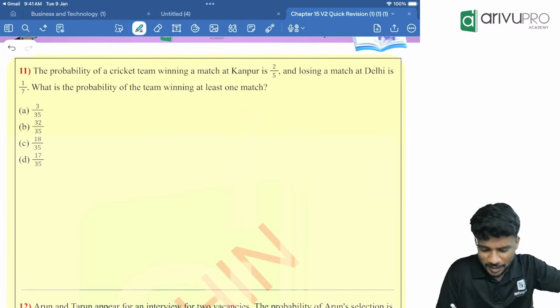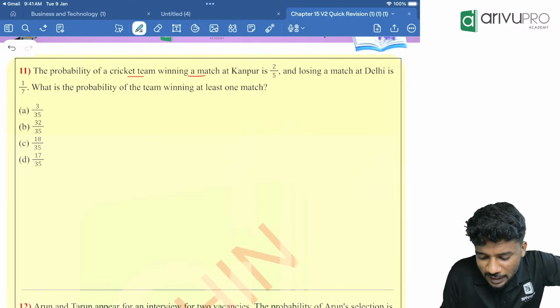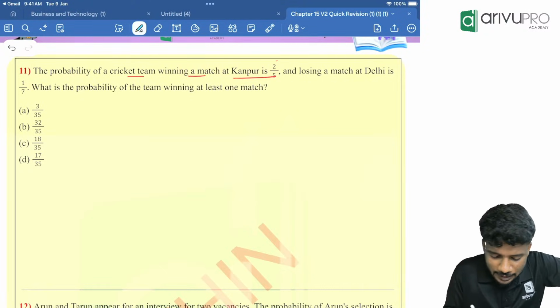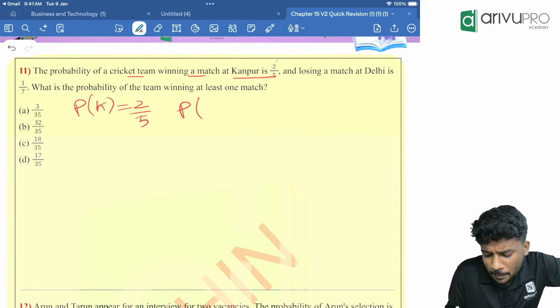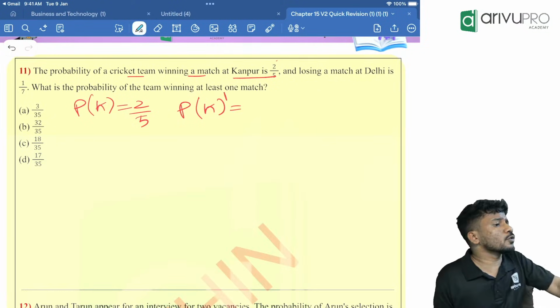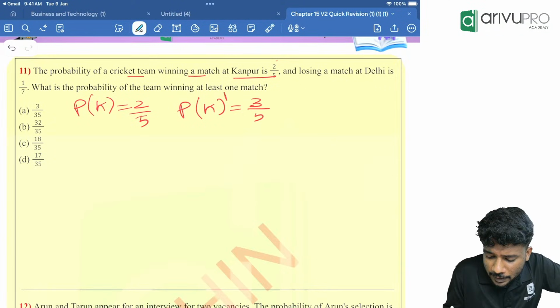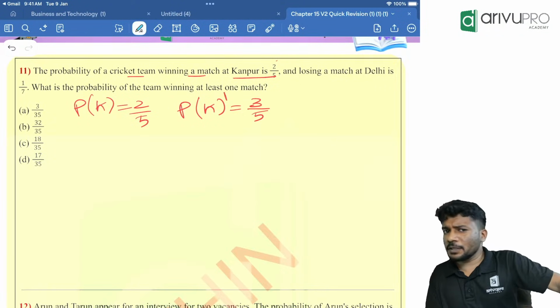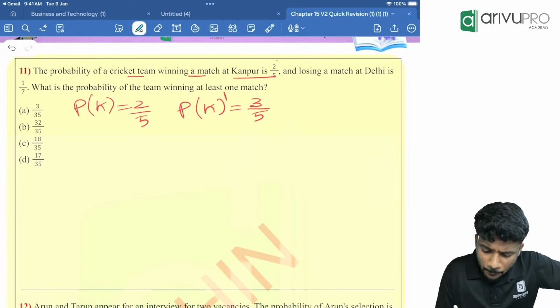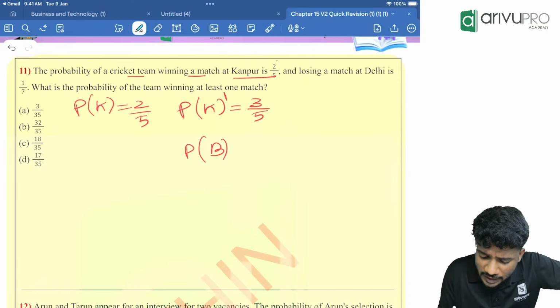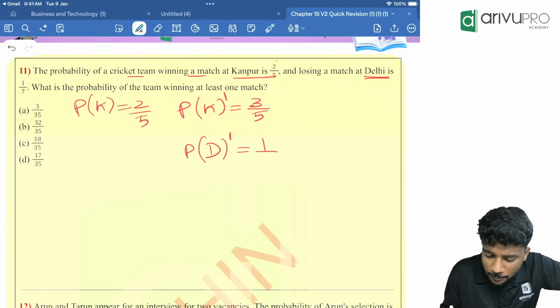Now look at this question. Probability of a cricket team winning a match in Kanpur is 2 by 5. P of K is equal to 2 by 5. Then probability of losing in Kanpur will be 1 minus 2 by 5, which is 3 by 5. Losing a match we will directly take as the complement. Probability of losing a match in Delhi is 1 by 7.